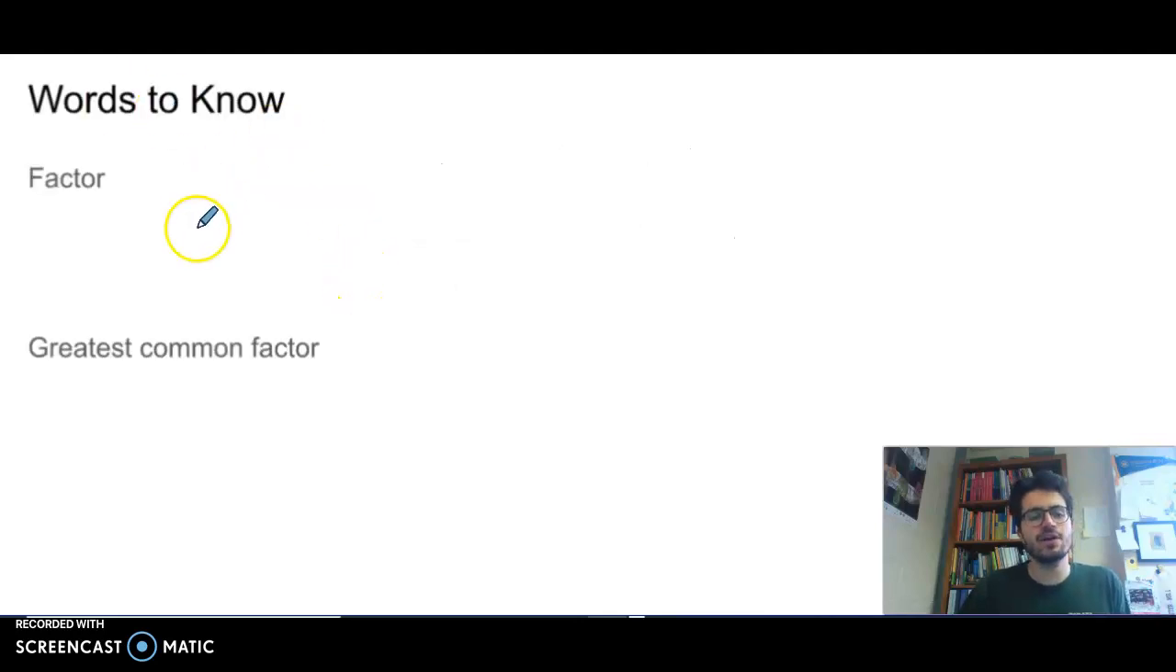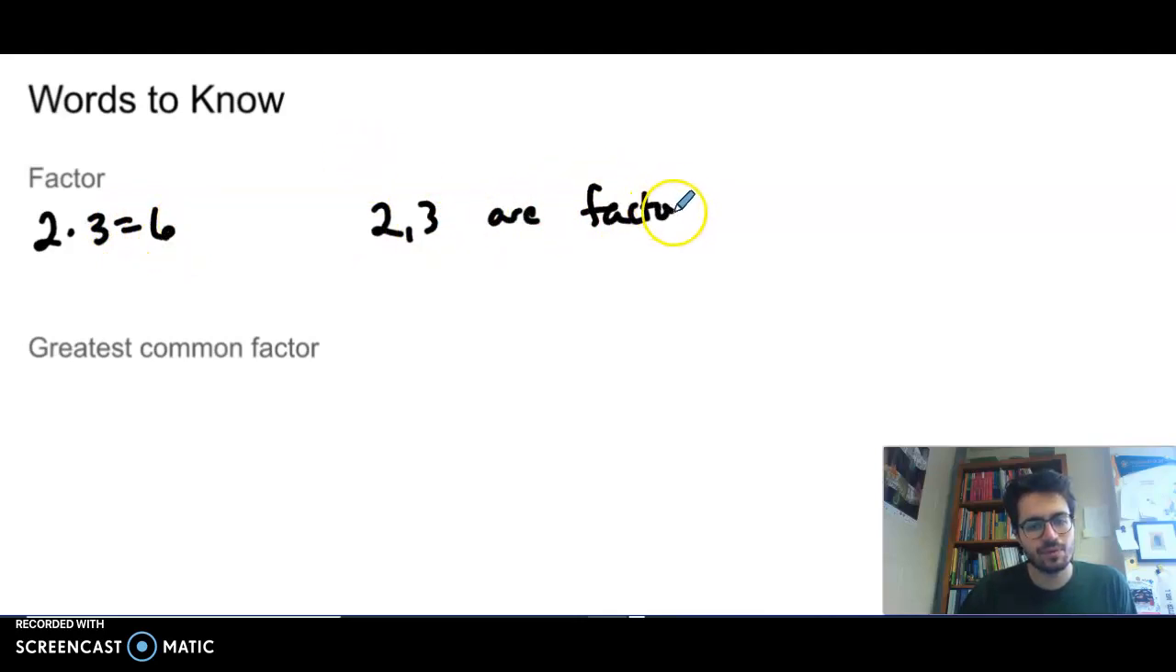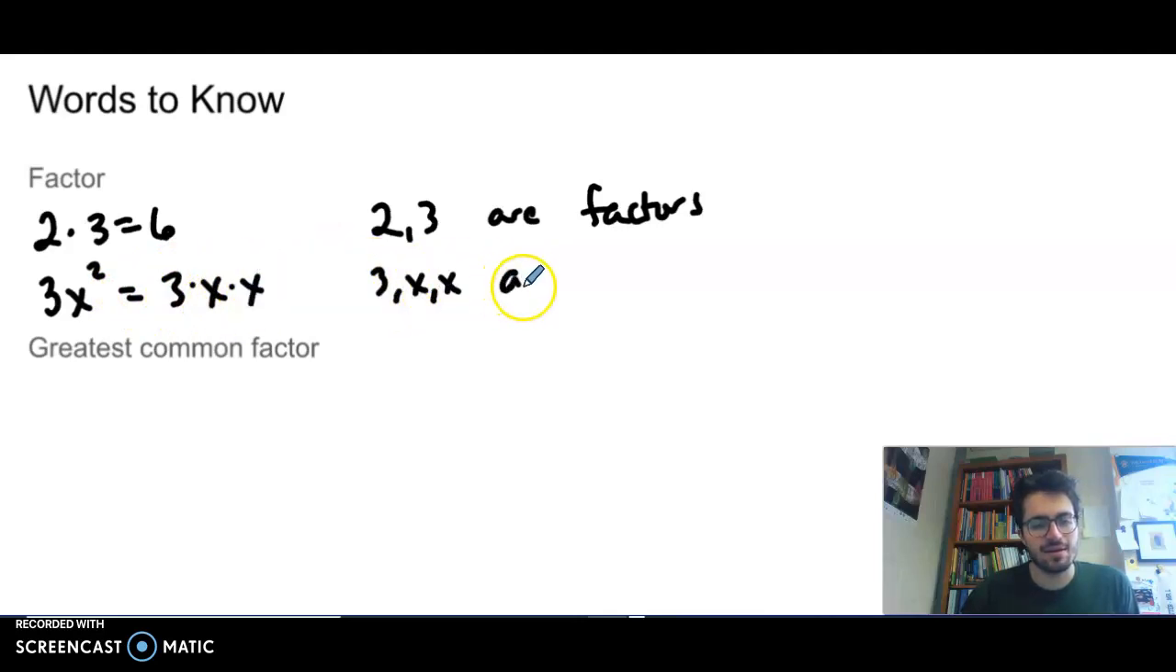So two words you need to know. What is a factor? A factor is a number that is being multiplied. For example, if we have 2 times 3 equals 6, 2 and 3 are factors. If we have 3x squared, we can write that as 3 times x times x. 3 and x are factors.